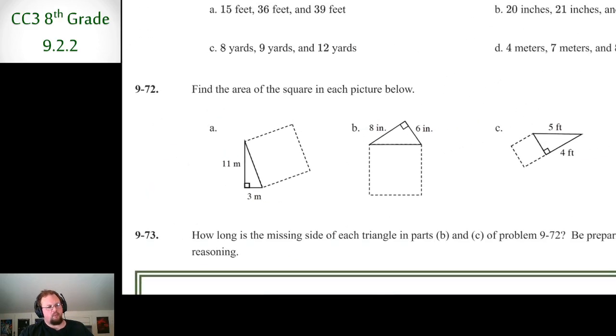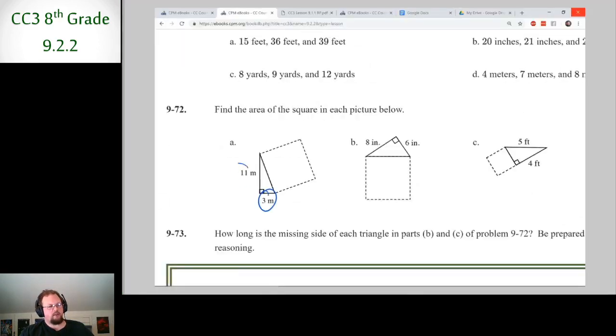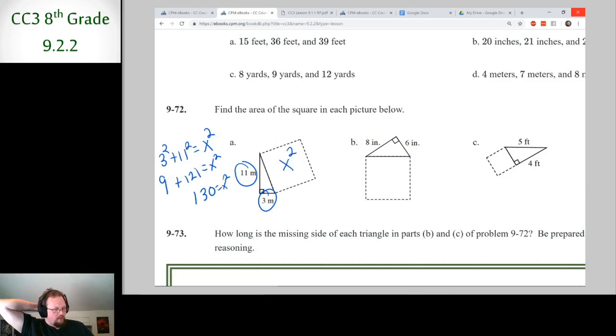What you want to do is you want to practice these sorts of things. So in this case, my two legs are 3 and 11. So 3 squared plus 11 squared equals this unknown value squared. Okay, 9 plus 121 equals x squared. 130 is equal to x squared. And in your calculator, you could find the square root of that, or you could just leave this side as the square root of 130. If you can do this in your calculator, fantastic.